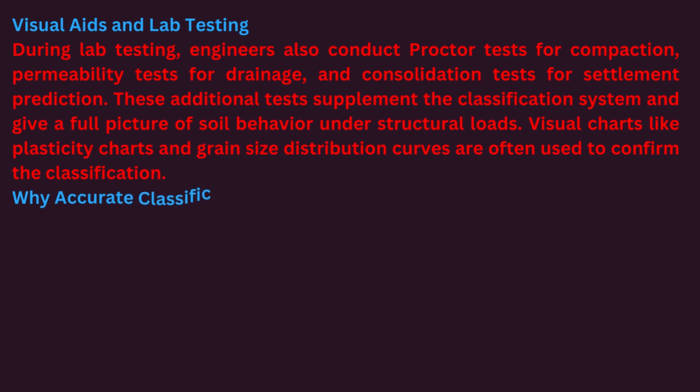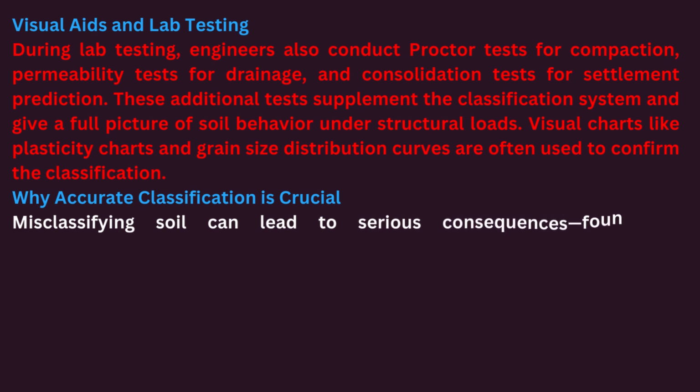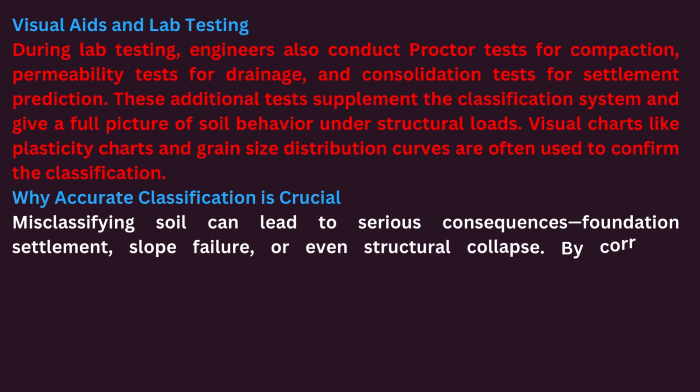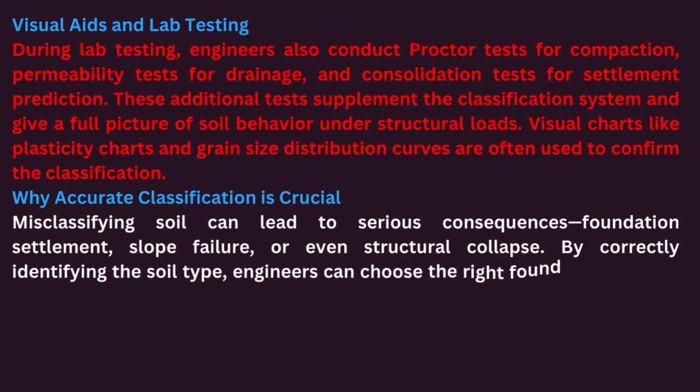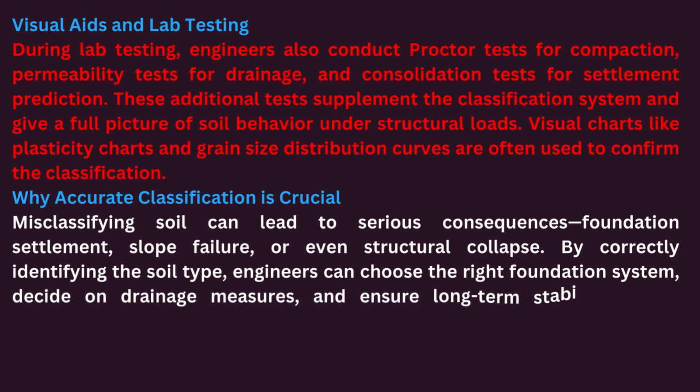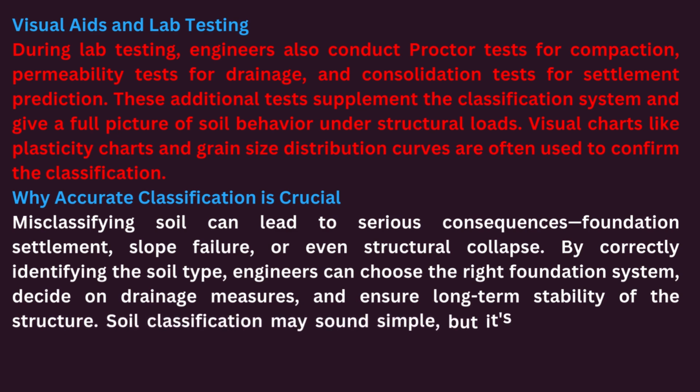Why accurate classification is crucial. Misclassifying soil can lead to serious consequences: foundation settlement, slope failure, or even structural collapse. By correctly identifying the soil type, engineers can choose the right foundation system, decide on drainage measures, and ensure long-term stability of the structure. Soil classification may sound simple, but it's the foundation of everything we build.